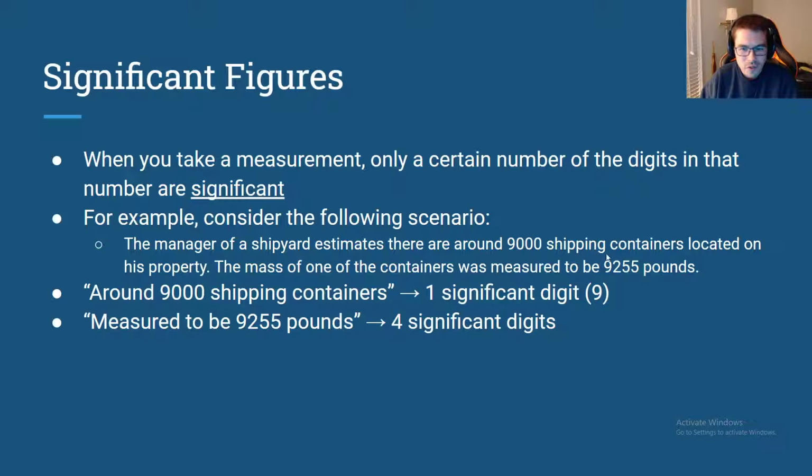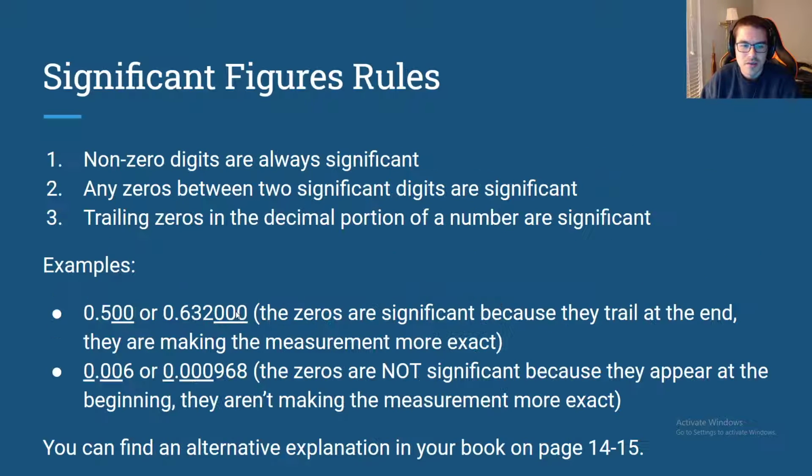However, when they measured one of the containers, it was 9,255 pounds. So they put this thing on a scale, and they actually got some more numbers here, right? Enough resolution to actually have 4 digits here, 9,255. So all 4 of those digits are significant, okay? So that's kind of the concept, all right? Sort of the more resolution you have in your measurement, the better or more significant that measurement is.